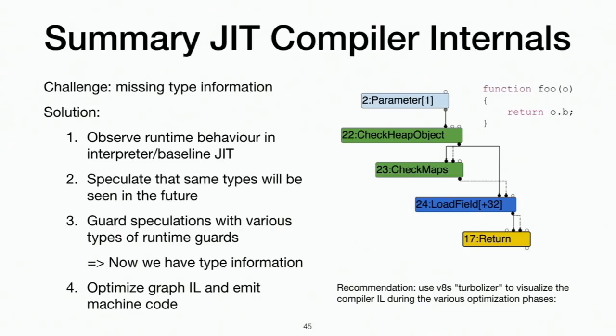So parameter 1, that's O, it flows into a check heap object node. That's making sure it's not a SMI. If it is, then it bails out. Next, it flows into this check maps node. That's making sure it has the expected shape. So remember, shape is called map in V8. And after these two checks, it knows the exact type of the parameter. So it can just load this field from offset 24 in this case, right?